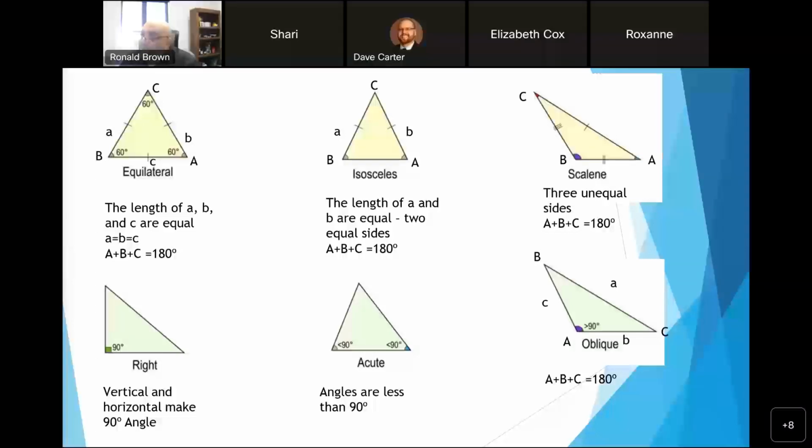And again, when we get into your area measurements, you may encounter a triangle or some component of your total measurement may be a triangle, and this will come in handy when you calculate that area for your application.